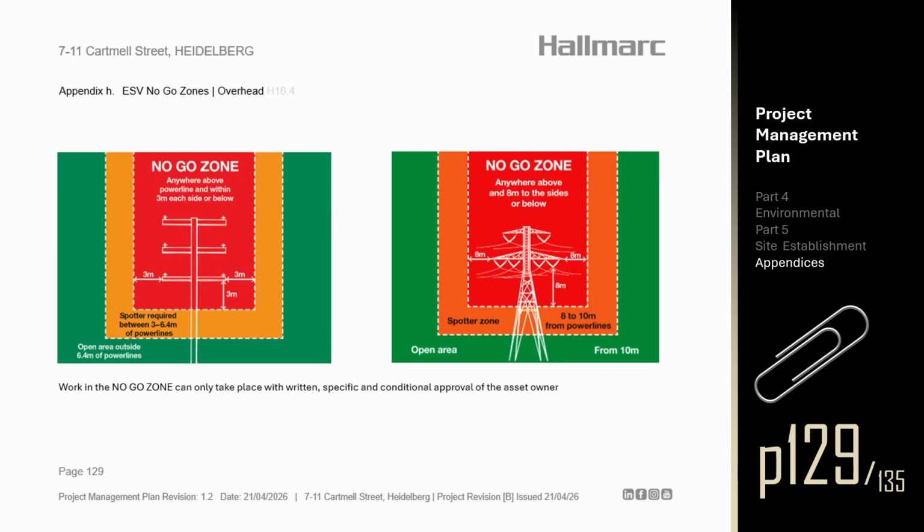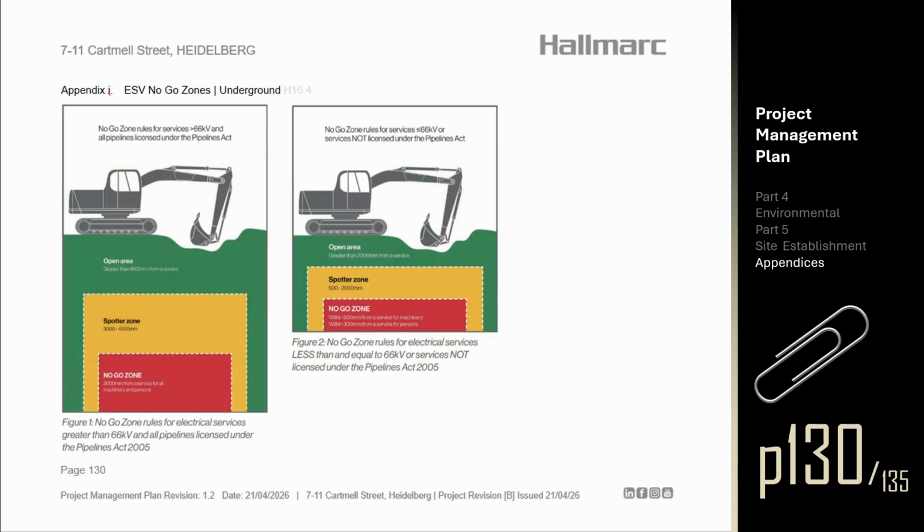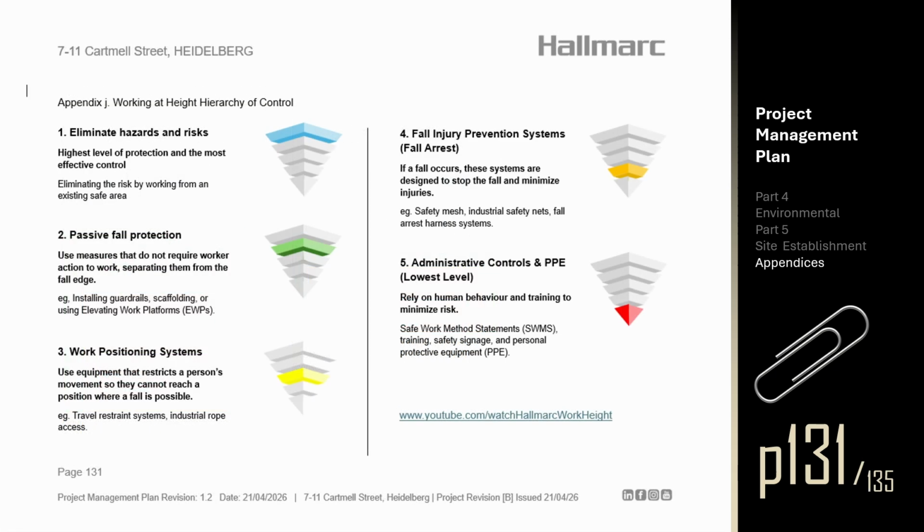Appendix H. ESV no-go zones. Overhead. Appendix I. ESV no-go zones. Underground. Appendix J. Working at height. Hierarchy of control.